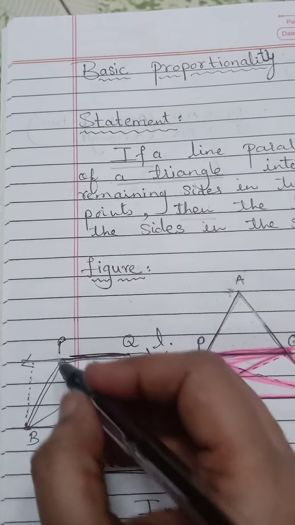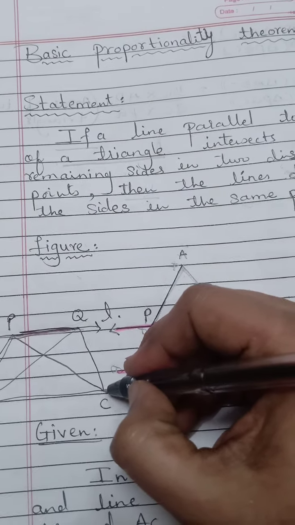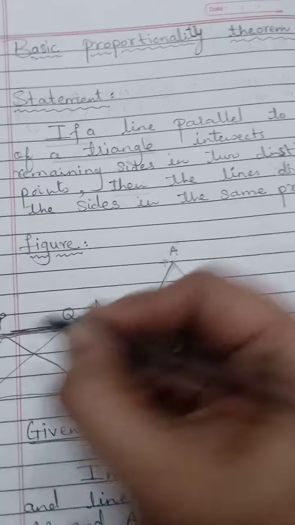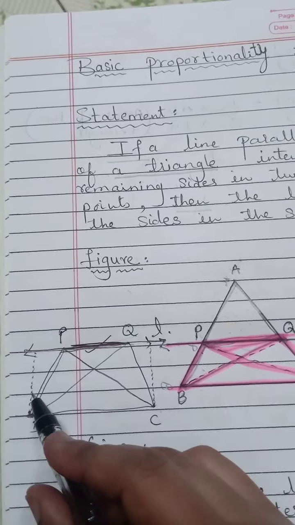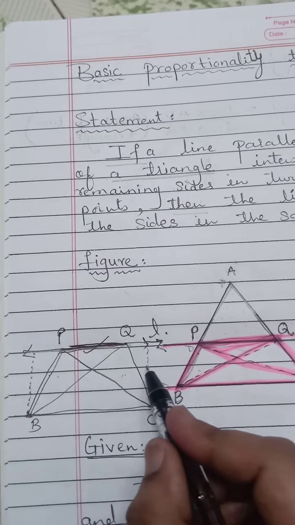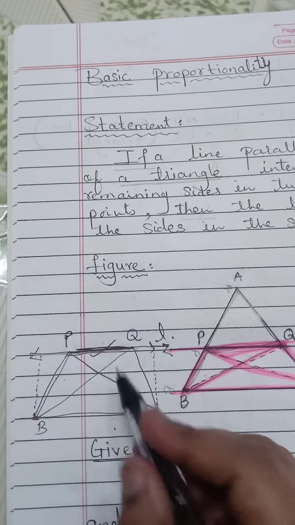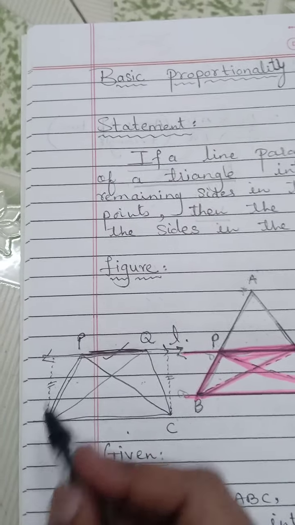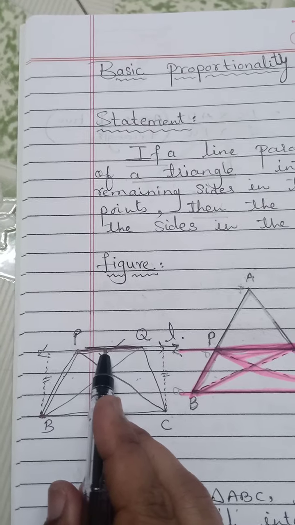The next triangle is CPQ. Again PQ will be the base, and if we take the height, exactly the height will be from point C. So the base is common, that is PQ for both triangles, and this is the height for triangle BPQ. This is the height for triangle CPQ, and these two heights are lying between two parallel lines, and between two parallel lines the distance is always equal. That means these two triangles have equal height and equal base also. So this is the fourth property.